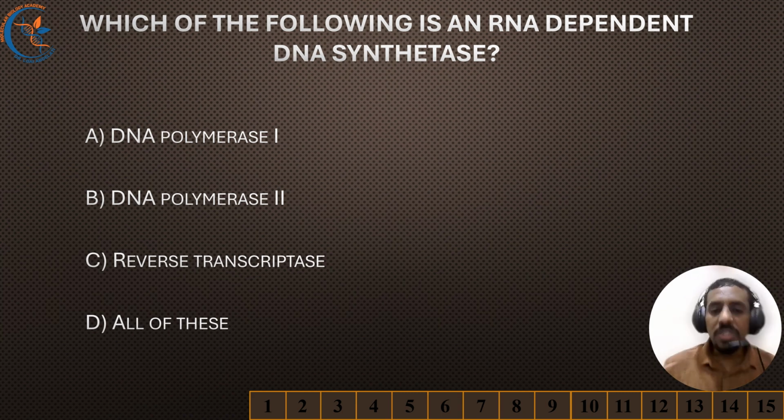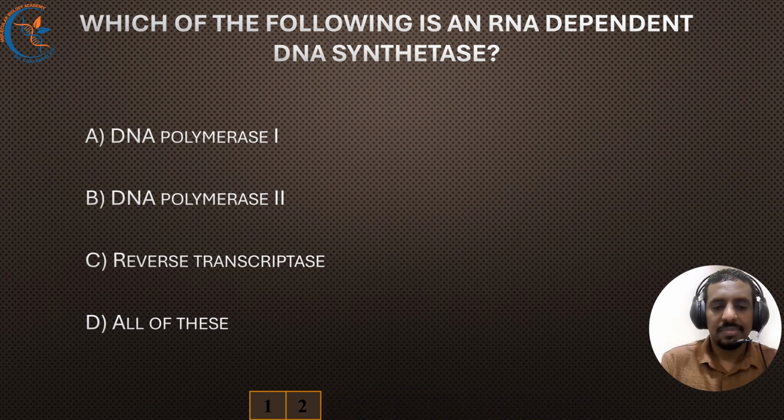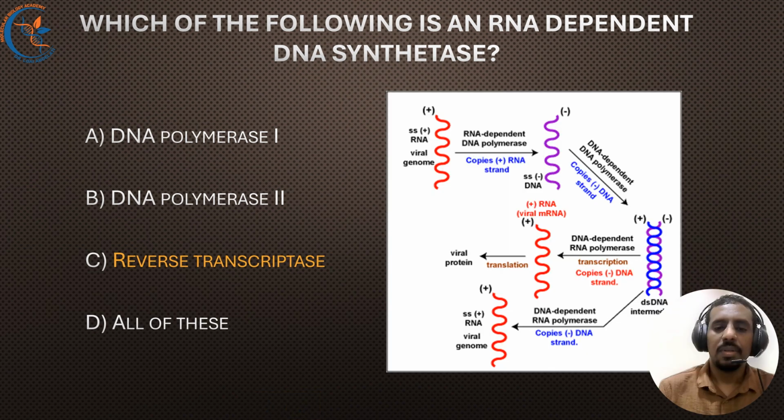Next question. Which of the following is the RNA-dependent DNA synthetase? Which one of these enzymes? The correct answer is reverse transcriptase. Reverse transcriptase is an RNA-dependent DNA polymerase. It synthesizes DNA using an RNA template, a key enzyme used by retroviruses like HIV to replicate their genetic material. All right, let's move on.